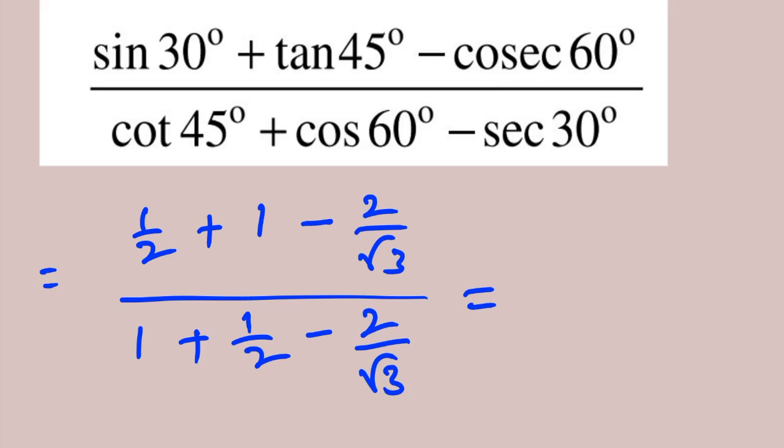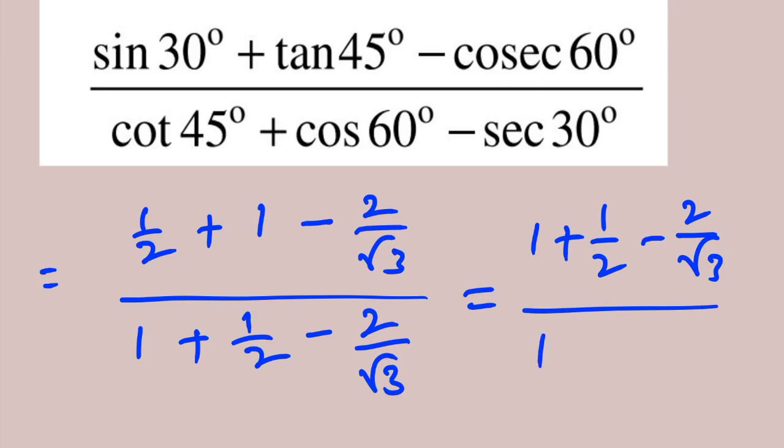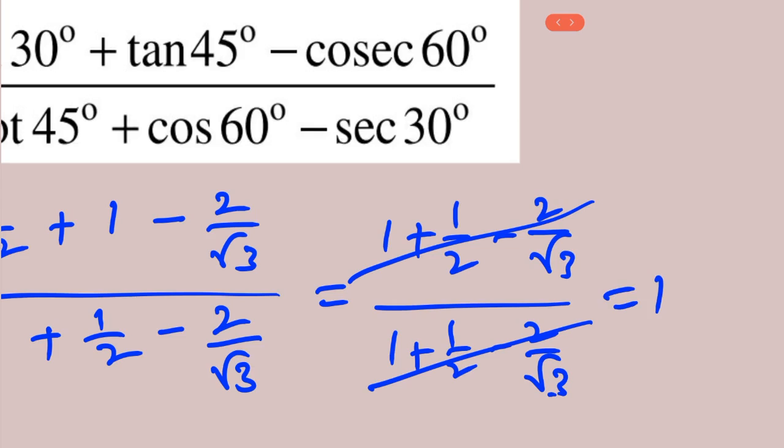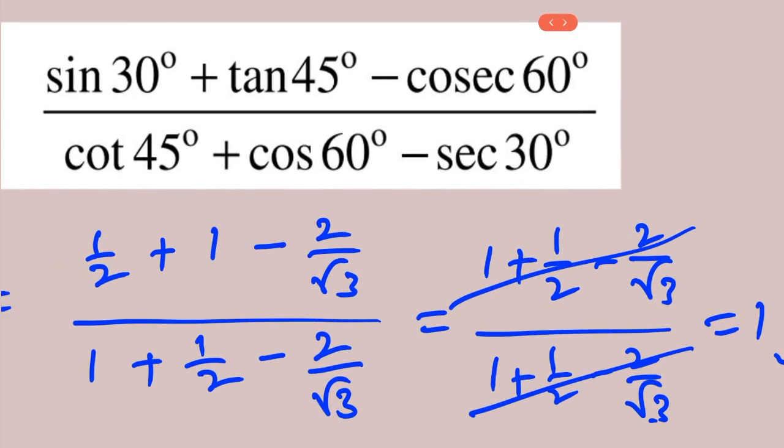So here no need to simplify anything. Generally you see, in the numerator whatever numbers or terms are there, in the denominator also the same terms are there. For example, if I rearrange all the numerator values, 1 by 2 minus 2 by root 3, and even in the denominator 1 by 2 minus 2 by root 3, all numbers are the same. That means all get cancelled, numerator and denominator. So finally we'll get 1 as the answer. So in this way we can easily solve the problems related to trigonometric ratios for specific angles.